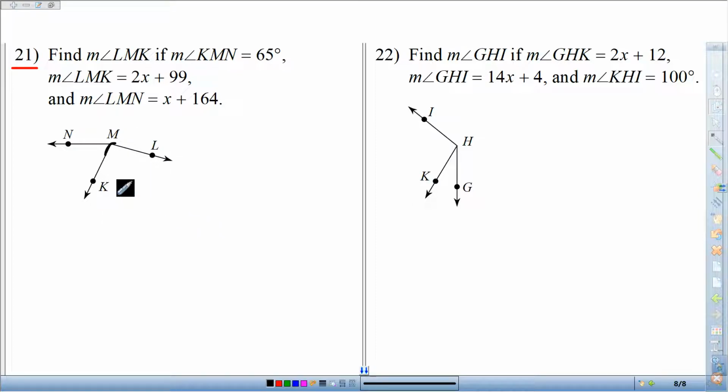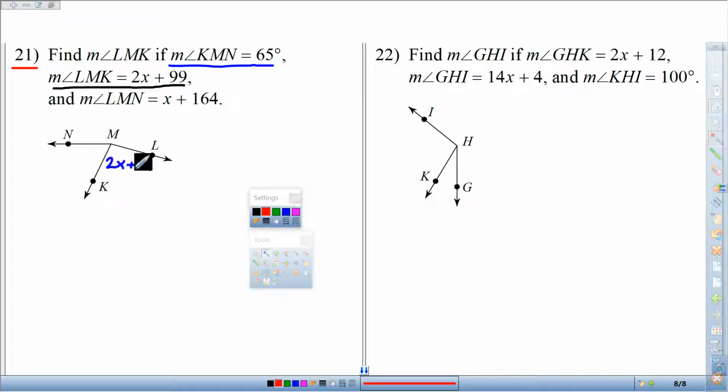Here's the thing. I'm not just going to call that x, because if you notice, they're giving us a value for LMK right here. They're saying it's 2x plus 99. So if we want to, we can just start with that. LMK, this angle, is 2x plus 99. Do your best to fit it in there. Let me go back into this part. The measure of angle KMN is 65. Let's figure out where that is. KMN starts at K, goes around M to N. That's this other small angle. They're telling us that is 65.